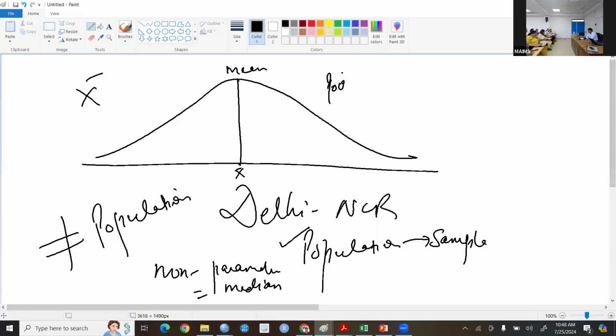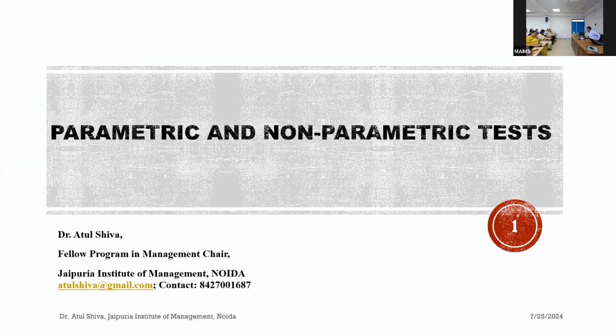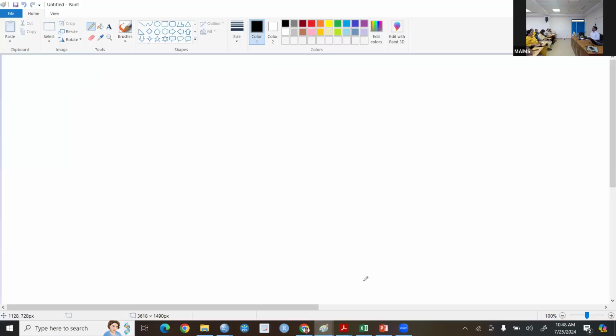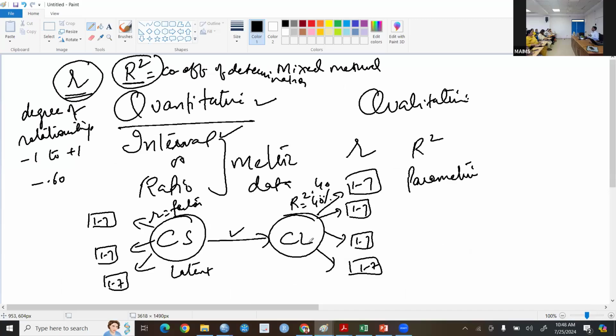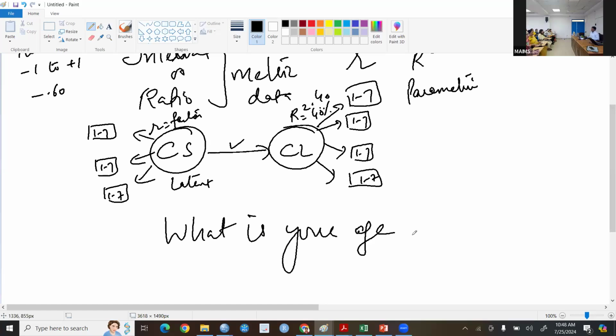The another thing is, now we can slightly move towards parametric and non-parametric. But let me just cover a few more things for you. There is another type of data which we also handle. One, I said, is interval or ratio. You know what is ratio data? Ratio data is, what is your age?